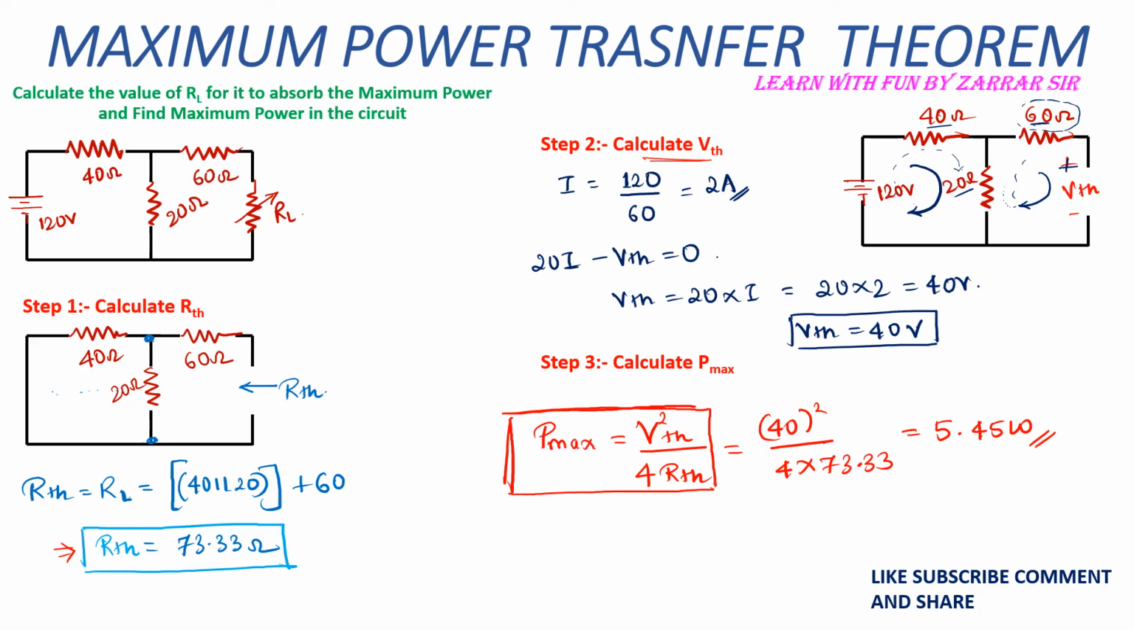It is exactly the same as the Thevenin steps: VTH, RTH, and maximum power. In Thevenin, we have VTH, RTH, and IL. The only third step that changes in maximum power is Pmax, and it is a very simple and straightforward formula: V squared TH upon 4 RTH.